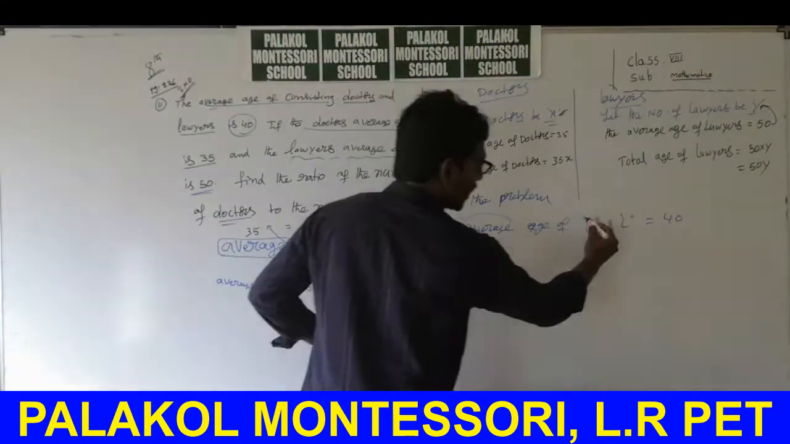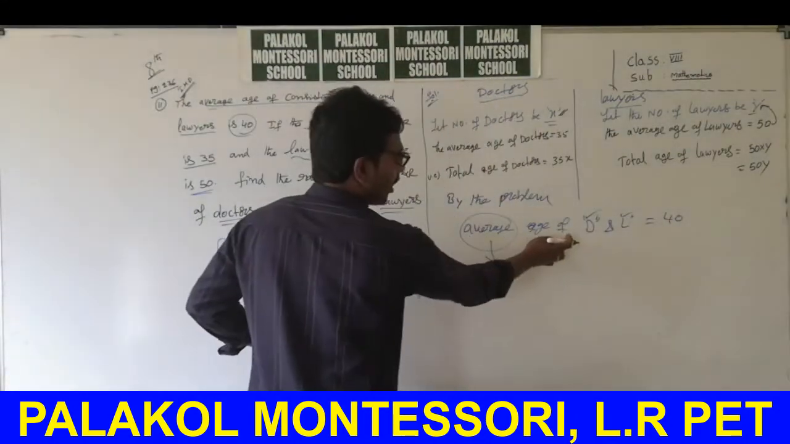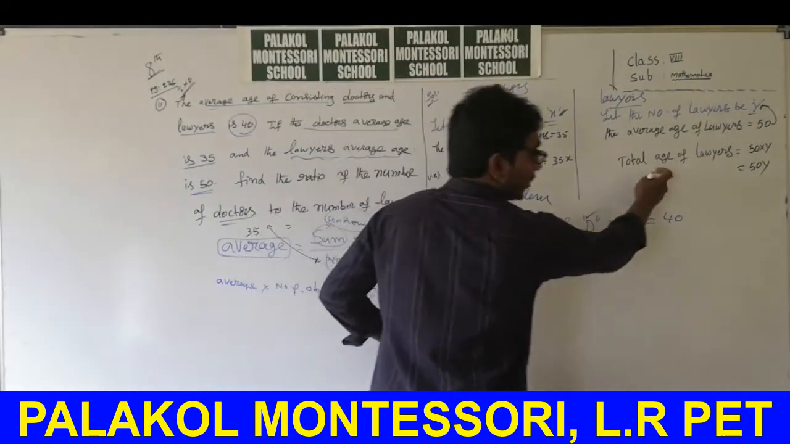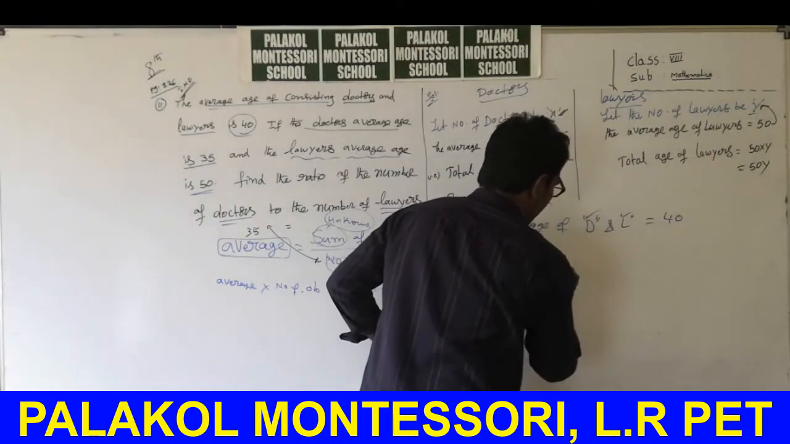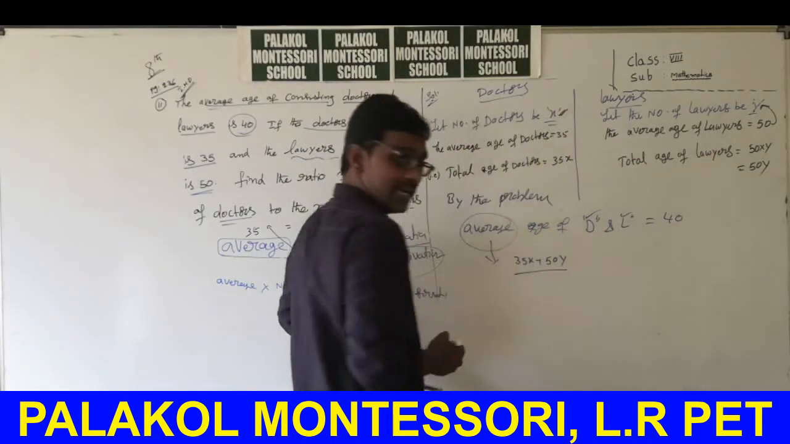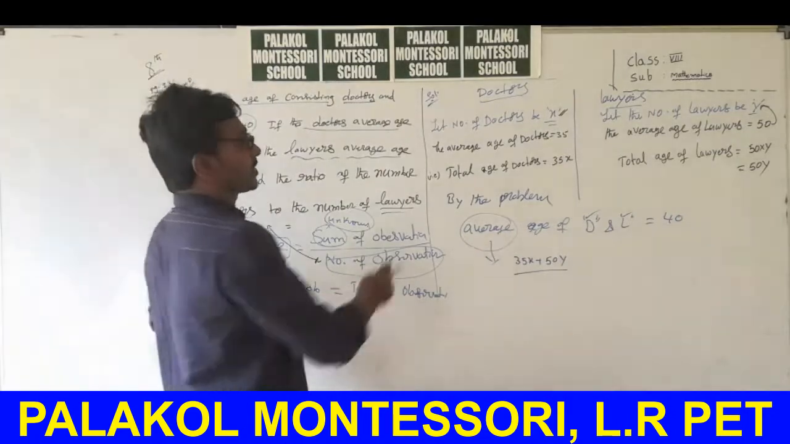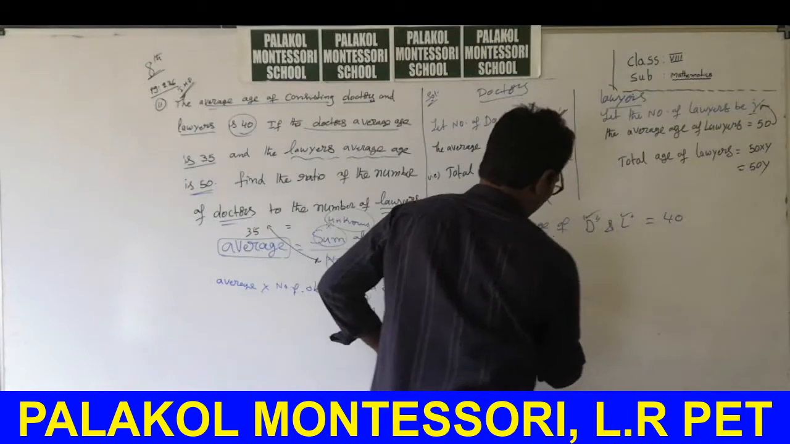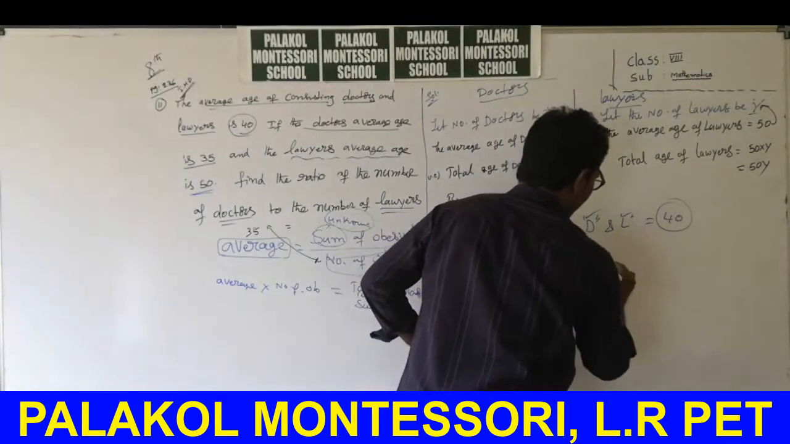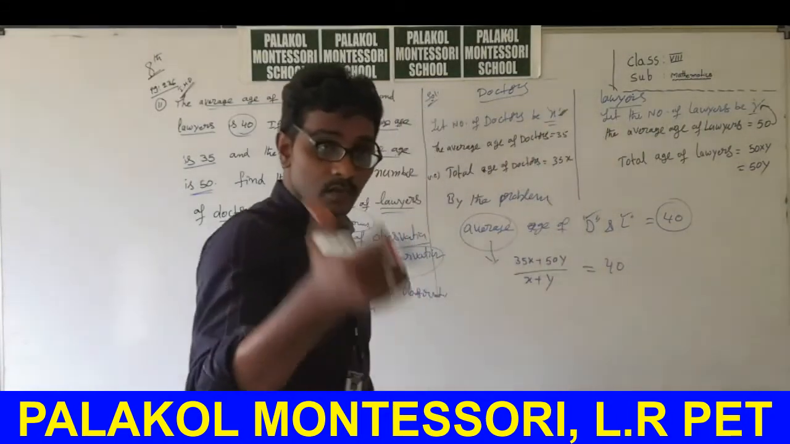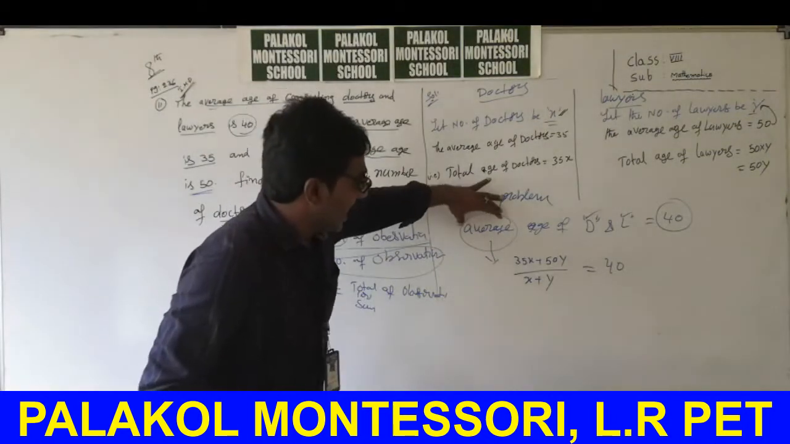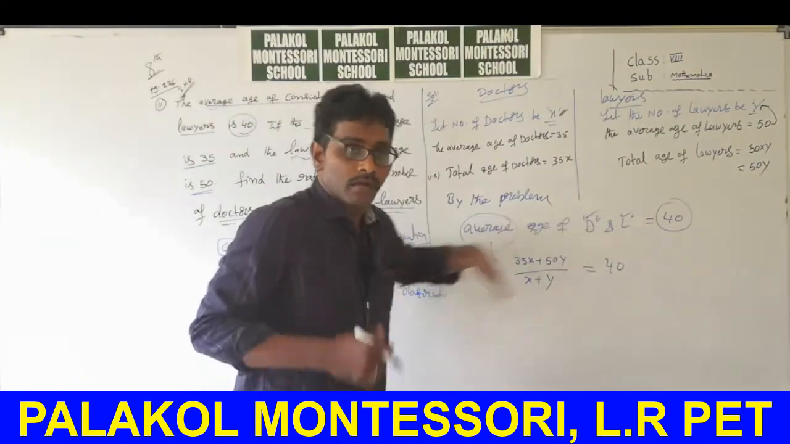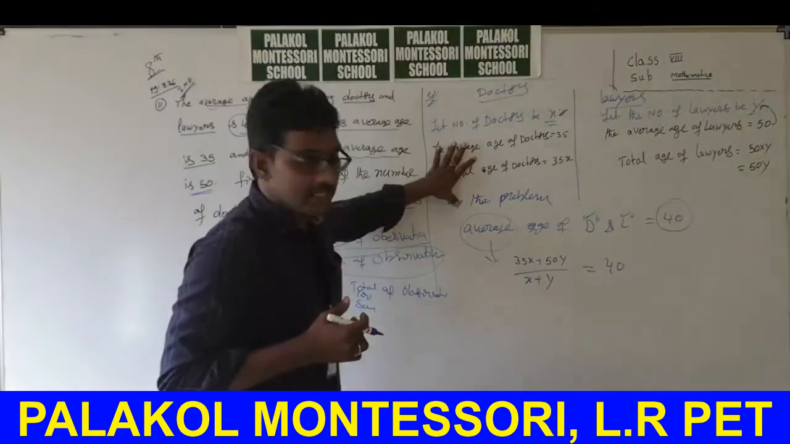So, in this case, you have taken the daughters and lawyers. Daughters total is 35x. Lawyers total is 50y, by number of observations. Here, number of daughters x, number of lawyers y, is equal to how much is given? 40. Is it clear, guys? Once again repeated, that's one. Average age of daughters and lawyers is given as 40. Already I have prepared all of this.